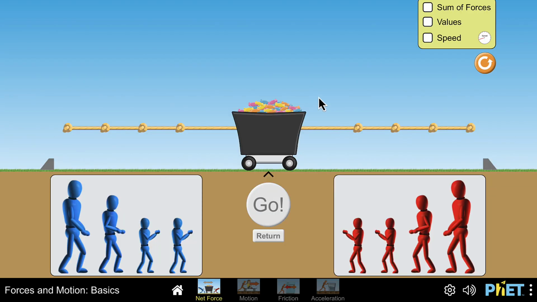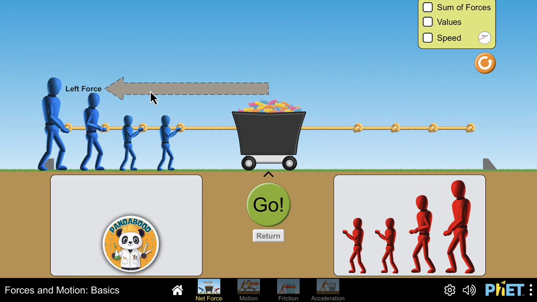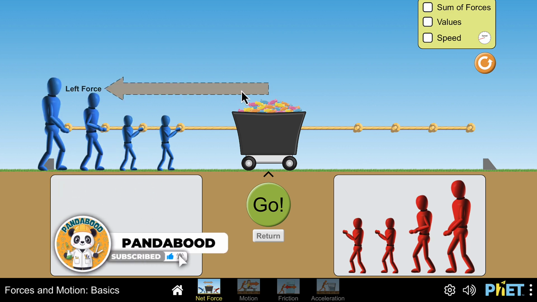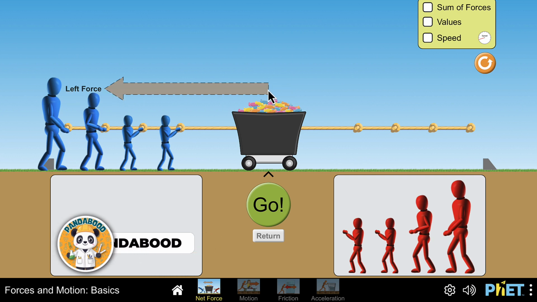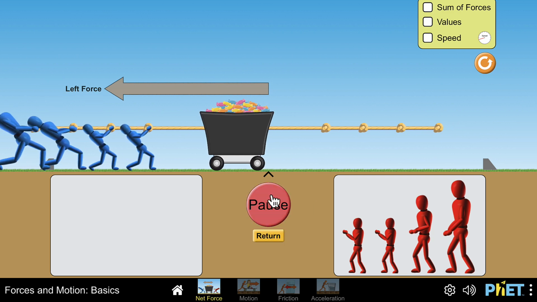So let's say I have this tug of war game and I have the blue team and the red team, and if I put 4 of them here, you can see how much force. The arrows here represent the force, the direction is to the left, and how long the arrow is shows how big your force is. Without forces nothing could move, so only with this force we could make the movement.